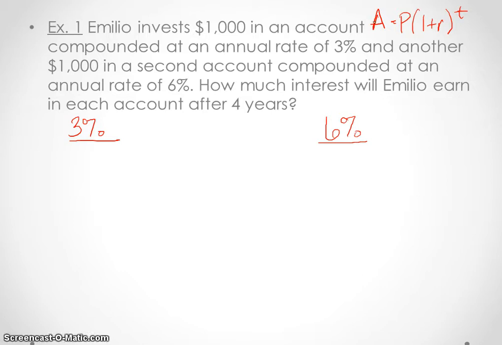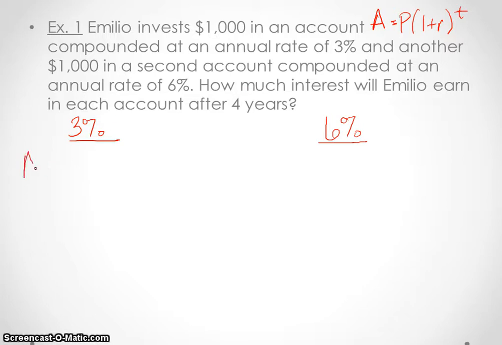A is the amount in your account after all the time has passed. P is your principal. So in our case, he's got $1,000 for each account, so that's going to be our principal each time. And then 1 plus R, our rate, and then to the T power, and T, remember, stands for years. So we're going to take this equation, and we're going to actually do our 3%.